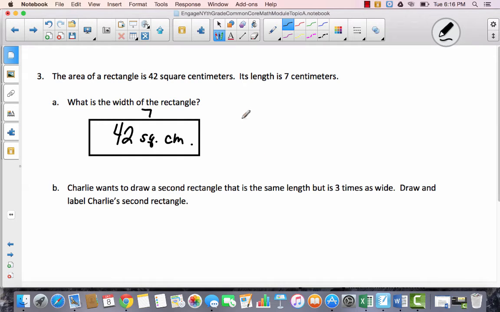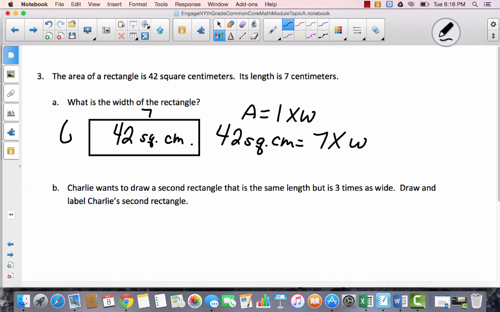Well, I know that area equals length times width. Well, I know the area, so I know 42 square centimeters. I know that the length is 7. I'm trying to figure out W. So I have to ask myself, 7 times what equals 42? So that's just basic division. 42 divided by 7 is 6.